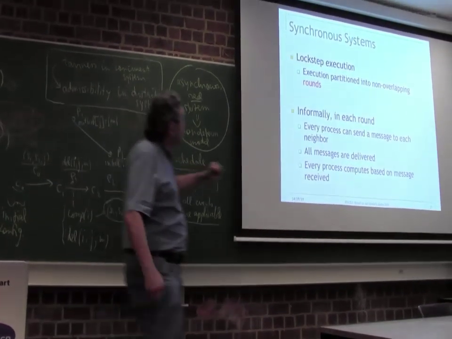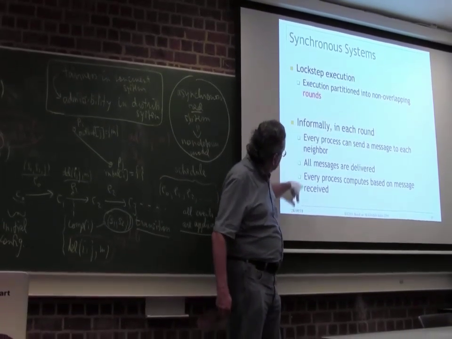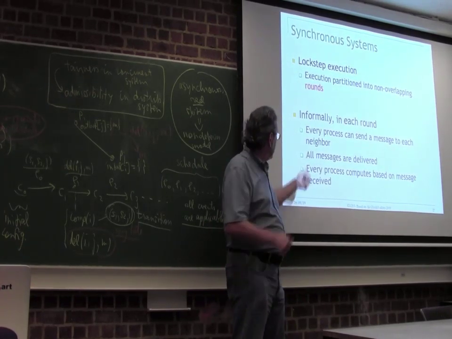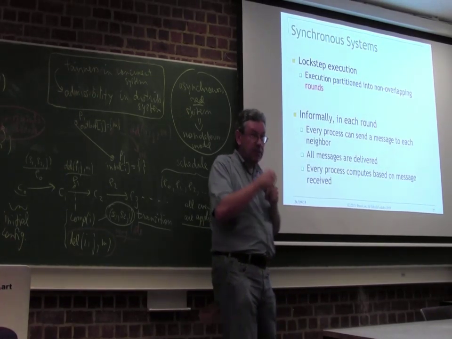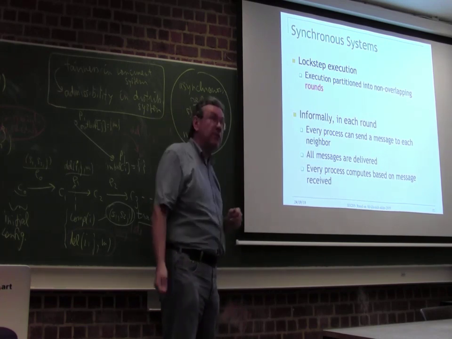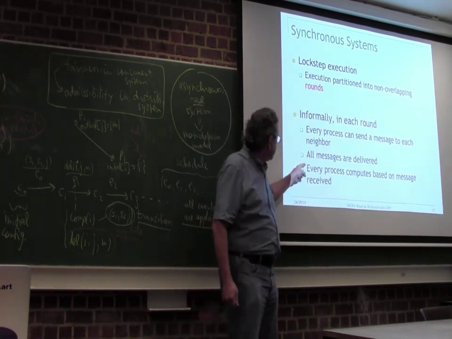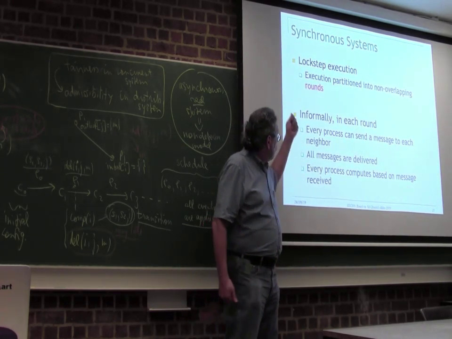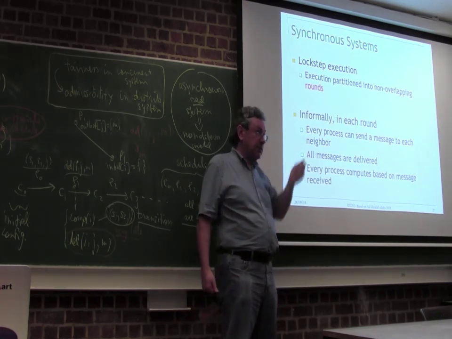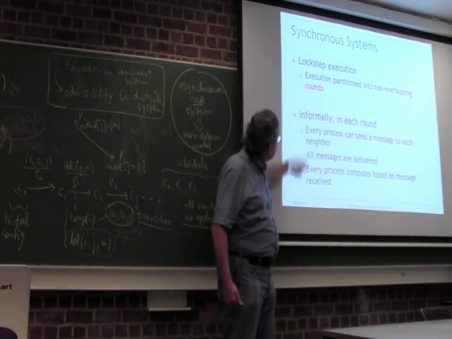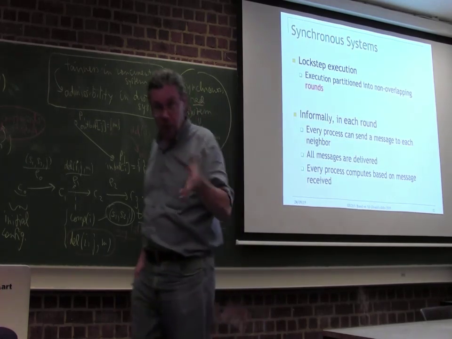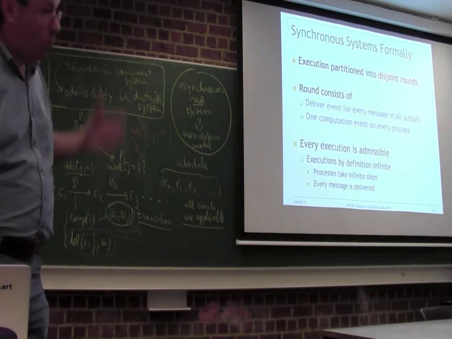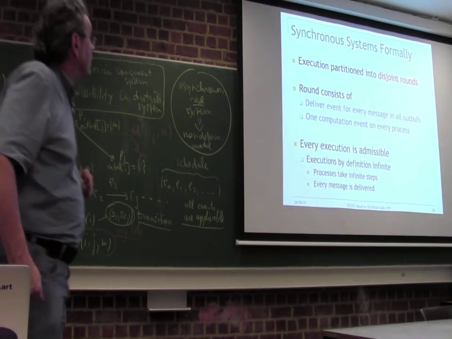Okay? So in each round, certain things can happen. Every process can send a message to every neighbor. All messages are delivered. So each process can send one message to every neighbor, and it will be delivered in the round. And each process can do one computation step. So basically, one message between any two processes and one computation step can be done in each round. That's the intuition. Each round does one basic step of things.